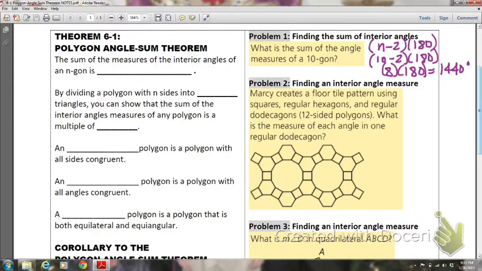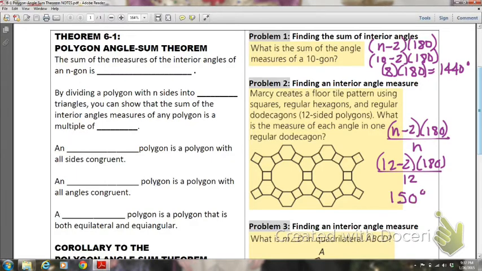So let's take our formula. N minus 2 times 180 is the sum of the measures of the interior angles, but we only want one of them, so we're going to divide it by the number of angles. So we have 12 minus 2 times 180 divided by 12. And if you plug that into your calculator, you would get the measure of one angle is 150 degrees.